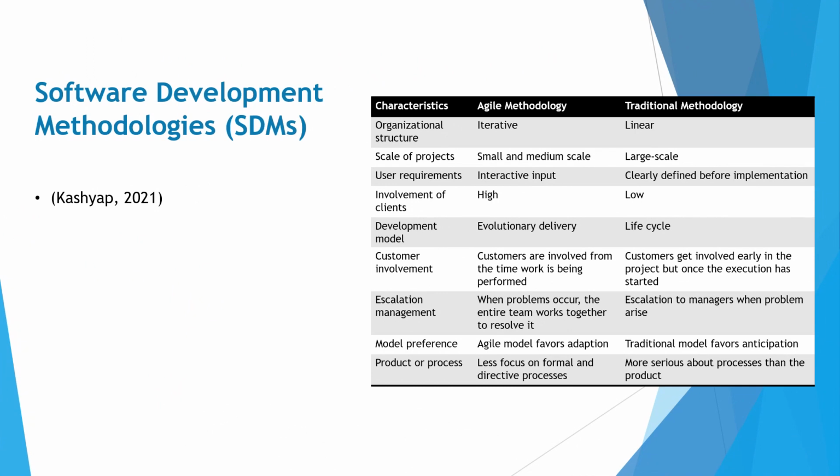I wanted to start off by talking about software development methodologies being used in today's time and how they differ from one another. Here we can see that there are two types of SDMs that we are going to be looking at. On the right hand side, I created a table representing the difference in characteristics between both agile methodology and traditional methodology. As we can see, organizational structure in an agile methodology is iterative. An example of this is Scrum, and traditional methodology is linear. An example of this would be waterfall method.